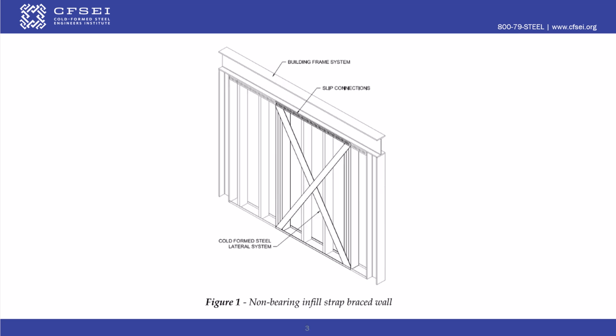First, let's discuss what these systems are. A non-bearing lateral force-resisting system is designed to resist lateral loads only. It does not carry gravity loads and is intentionally isolated from the building's vertical load path. This is achieved using slip connections, typically slotted tracks, clips, or another mechanism that allows vertical movement to prevent unintended axial loads on the stud. While non-bearing lateral force-resisting systems can provide lateral resistance, they also introduce some very significant challenges.